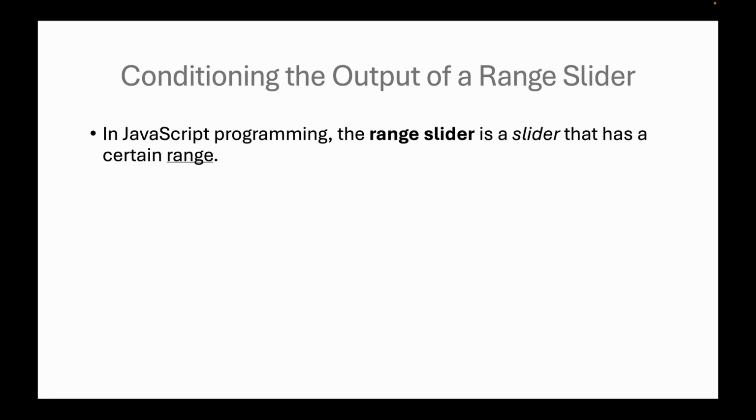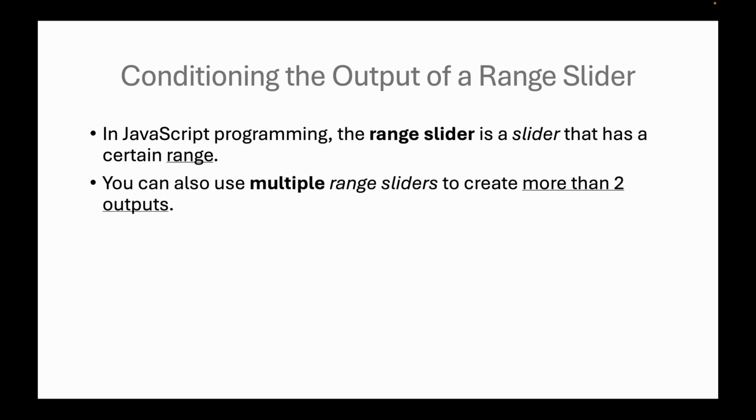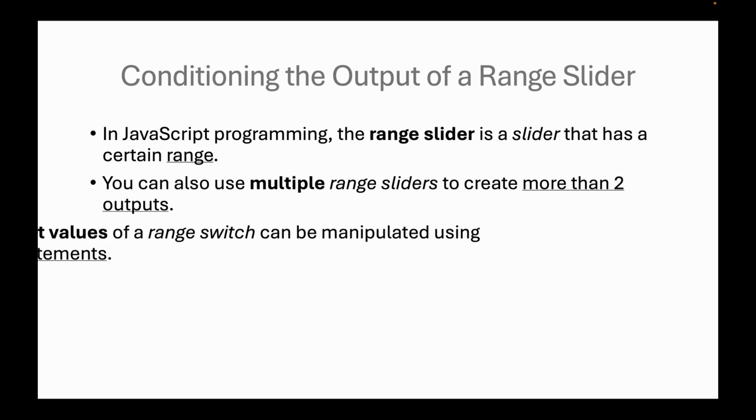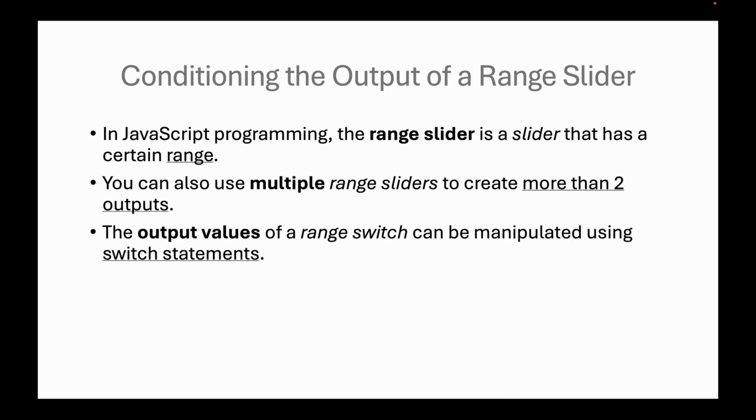In JavaScript programming, the range slider is a slider that has a certain range. You can also use multiple range sliders to create more than two outputs. The output values of a range slider can be manipulated using switch statements.